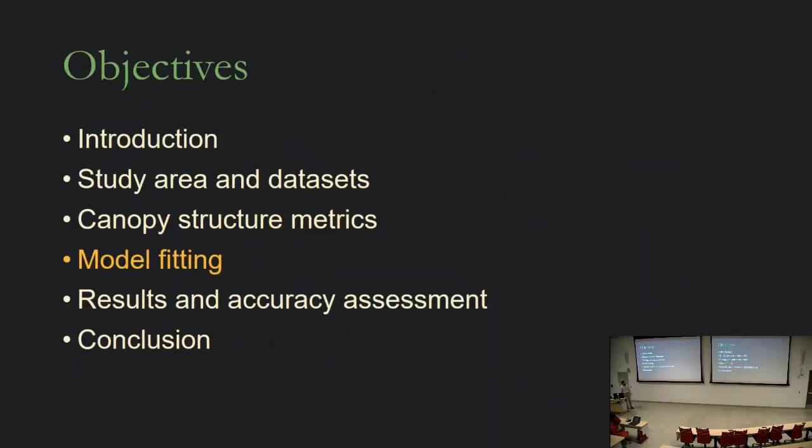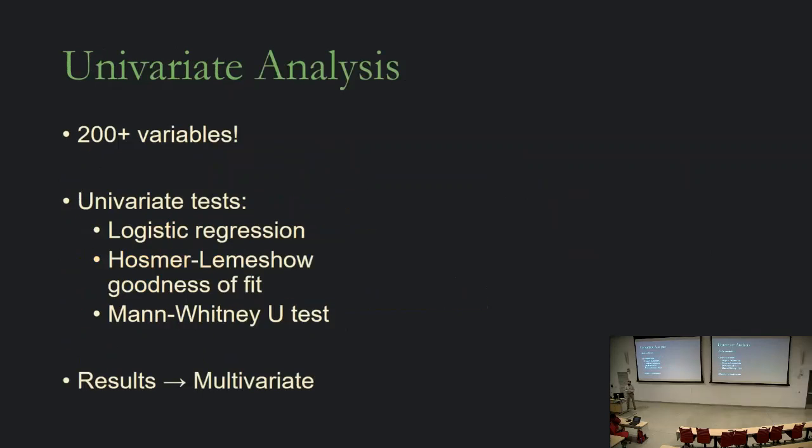So moving on to fitting the model. At this point, I had over 200 variables, 200 independent variables. So there was a real risk of overfitting, of just throwing way too many variables at a small sample size and fitting the model to the noise in the data instead of the signal. So one way that I pared down my list of variables was by running univariate tests on each variable. So a logistic regression, a goodness of fit test, and a Mann-Whitney U-test. And then if the variables passed, if they were significant, they got fed into the multivariate model.